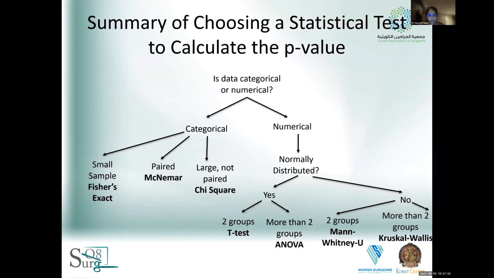Here's a summary of how you choose your statistical test to calculate the p-value. Is the data categorical or not? Once you decide, you're going to pick one of those tests based on the situation, okay?